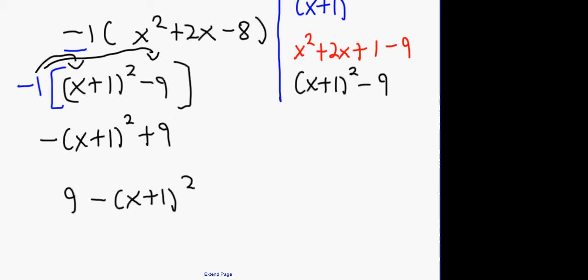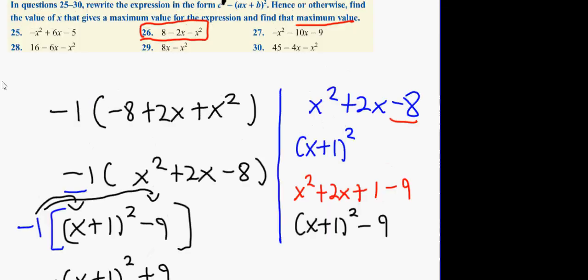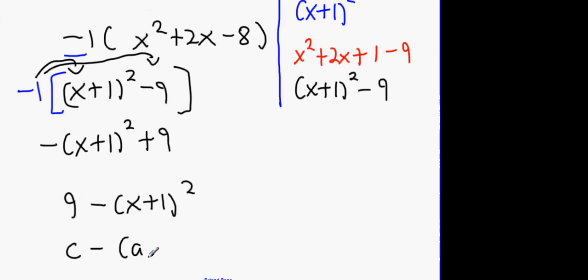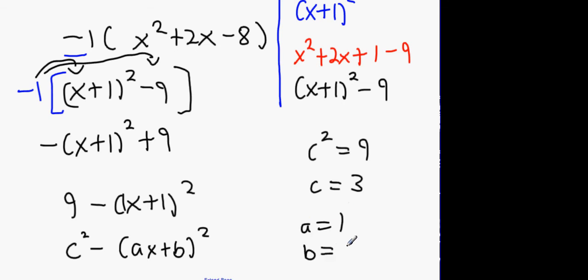They asked us to compare this to the formula c minus ax plus b squared. Now, the original question said c squared, so you could say c squared equals 9. That's a constant. C equals 3. A equals 1 and B equals 1.